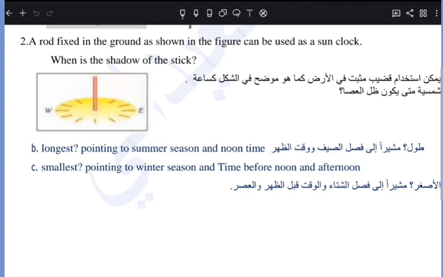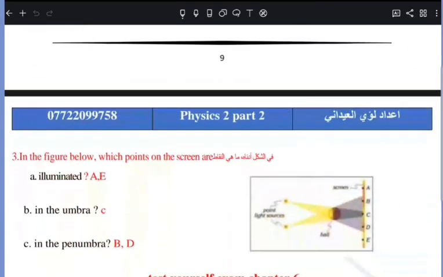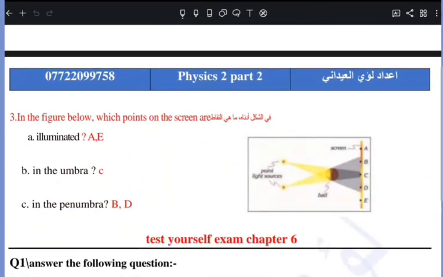A rod fixed in the ground as shown in the figure can be used as a sundial when its shadow of a stake is P longest, C smallest. B points to the summer season and noontime. Excellent. C smallest points to the winter season and the time before noon and after noon. Excellent.